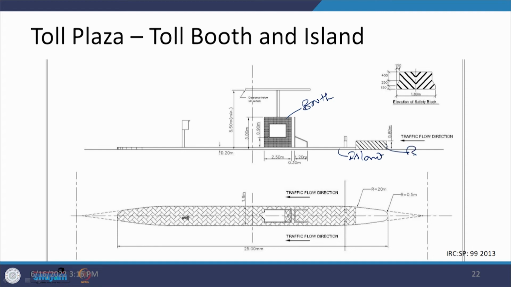So, there is a concrete barrier at this side, there is a steel barrier which is also working as an impact attenuator. This is a window, which is at a height of 0.9 meters, this width is 2.5 meters, and here this is 1.2 meters. So, the entry and exit is being provided from this side.